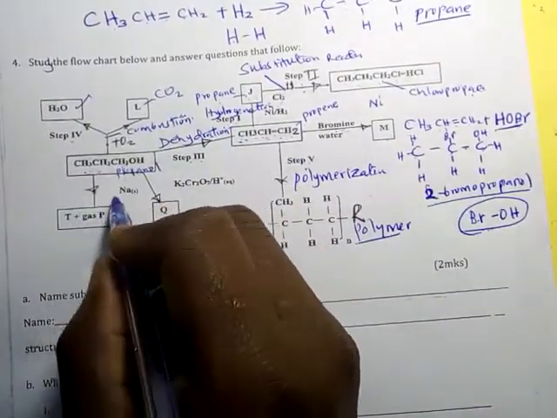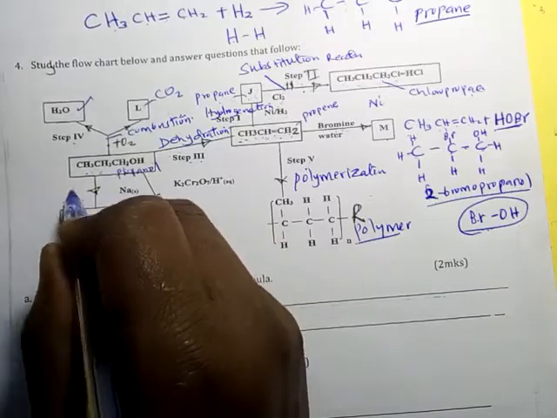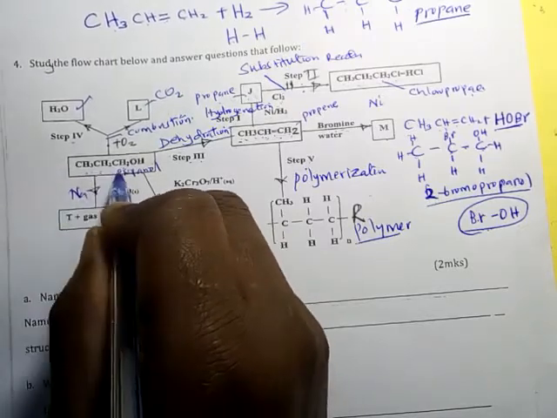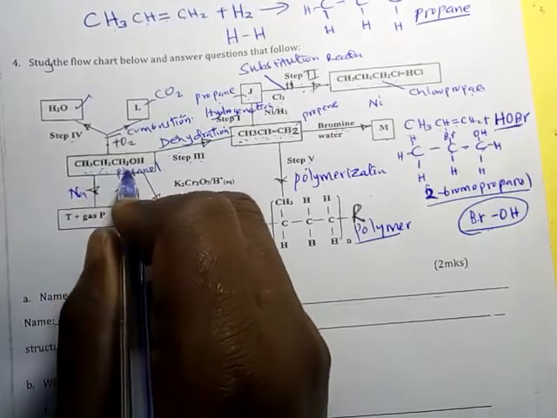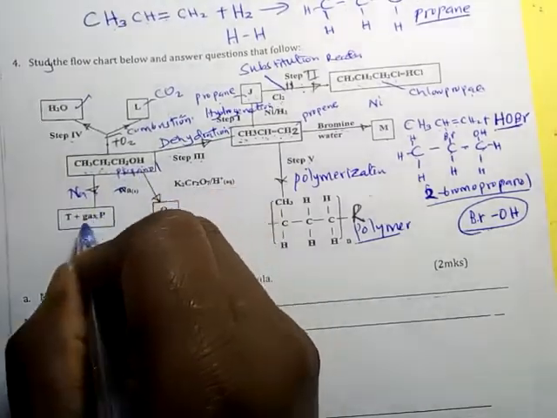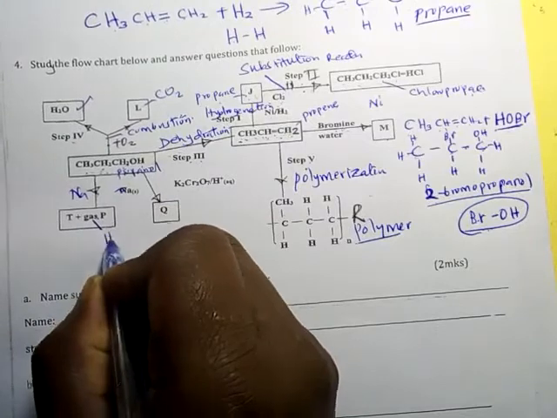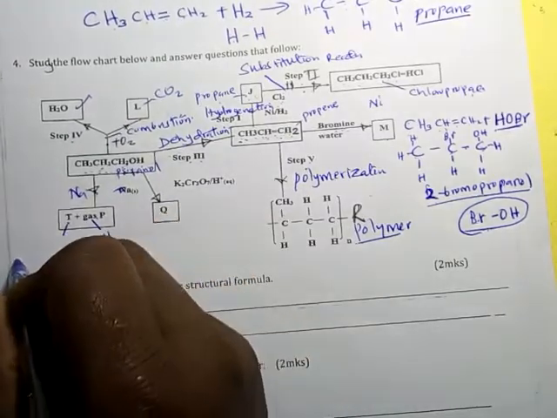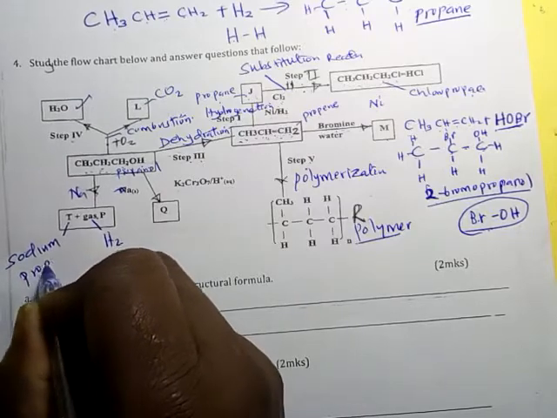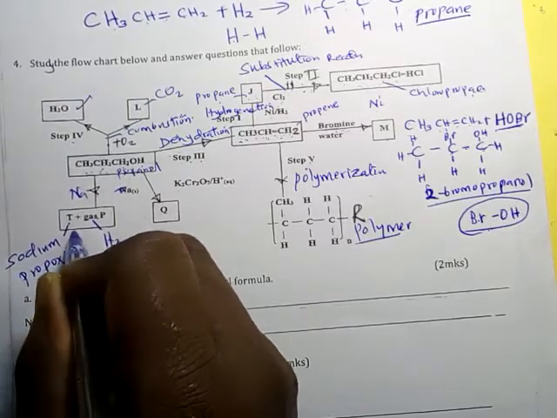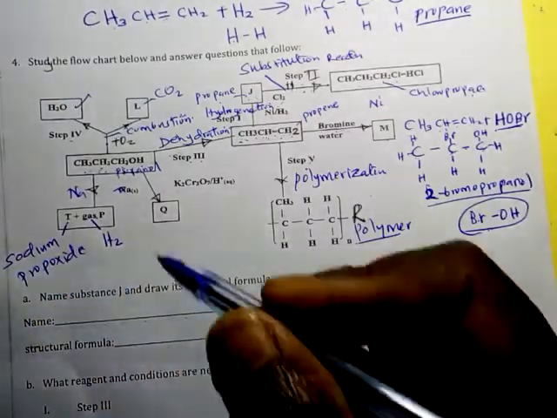Alcohol here, we are adding sodium. Propanol plus sodium is going to form sodium propoxide plus hydrogen gas. So gas P is hydrogen. This one is called sodium propoxide. This is a salt, an organic salt.